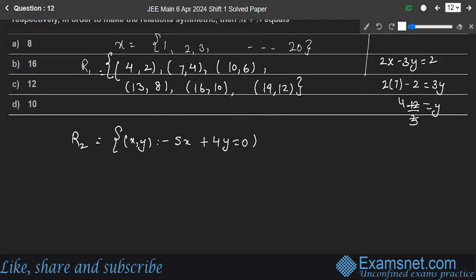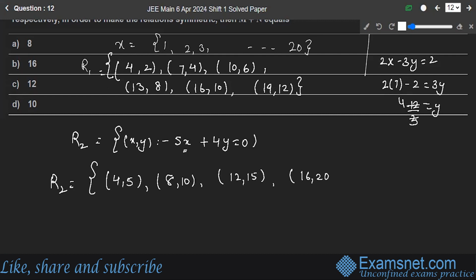So that means, let's check which ordered pairs R2 can have. If I put X equal to 4, you will get Y equal to 5. And then you can check 8 and 10 will be the next ordered pair, 12 and 15, 16 and 20. Right, so you see none of them are symmetric.